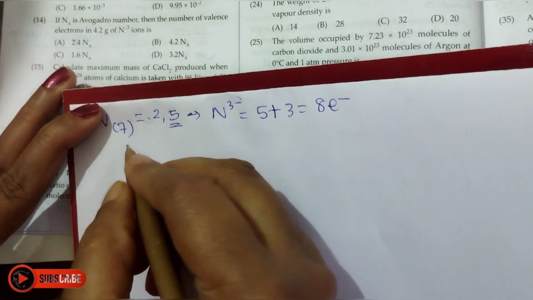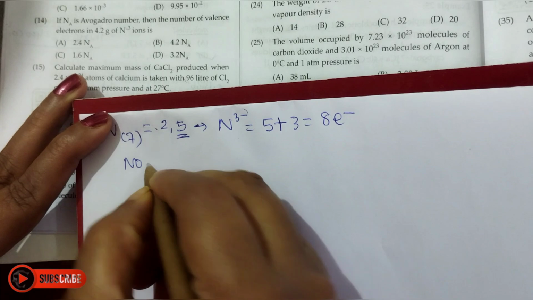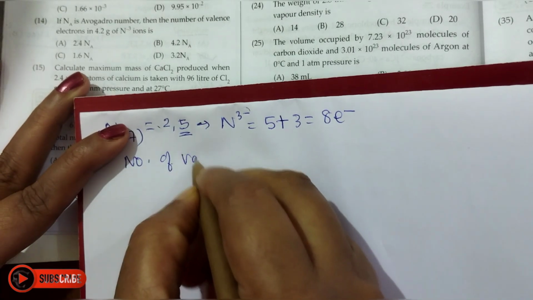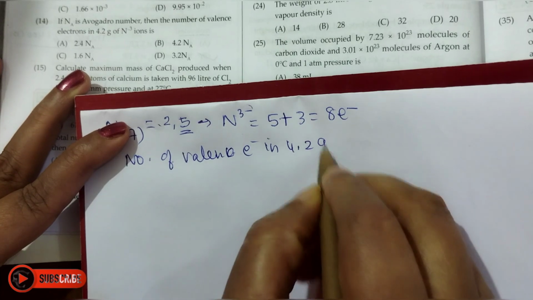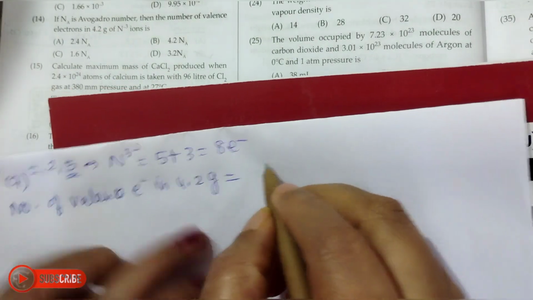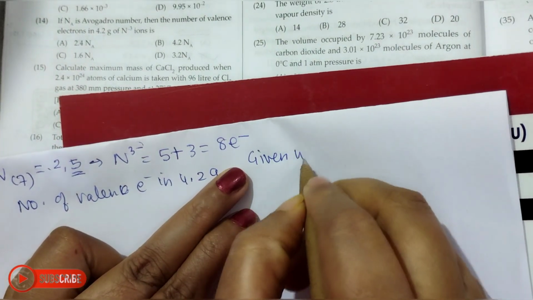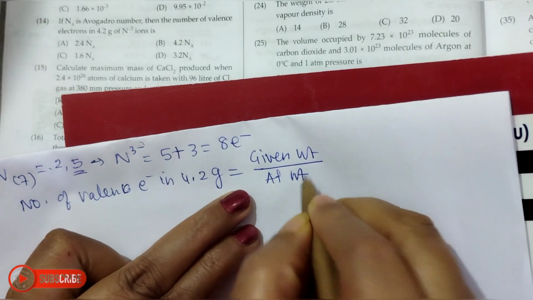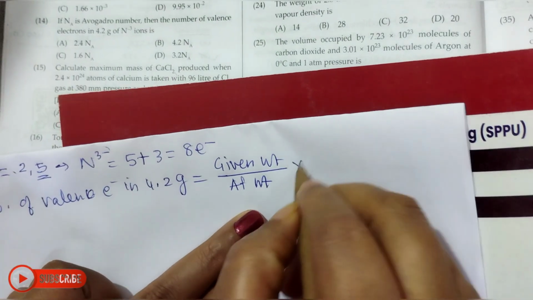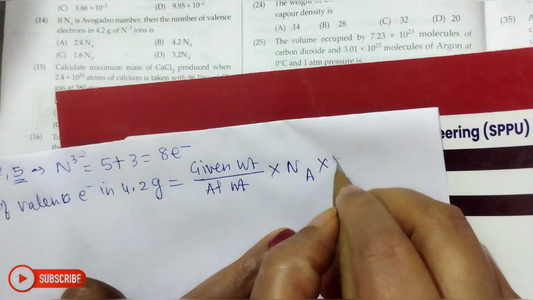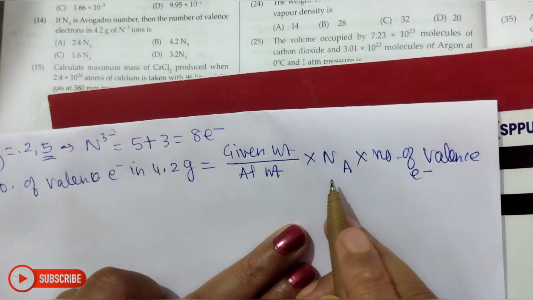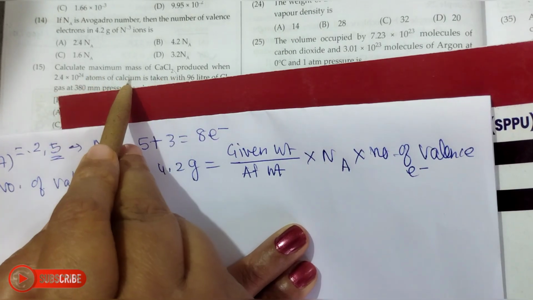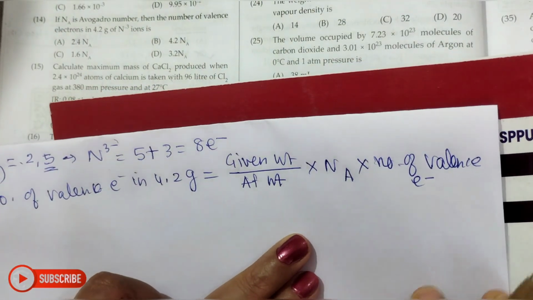So the formula here is you have to calculate the number of valence electrons in 4.2 gram of nitride ion, which is equal to the given weight divided by the atomic weight of that particular ion, multiplied by Avogadro number, multiplied by the number of valence electrons. Now students, here I have not used the value of Avogadro number, because if you see the options, they have kept that Avogadro number as Na. So no need to use that for the calculation.